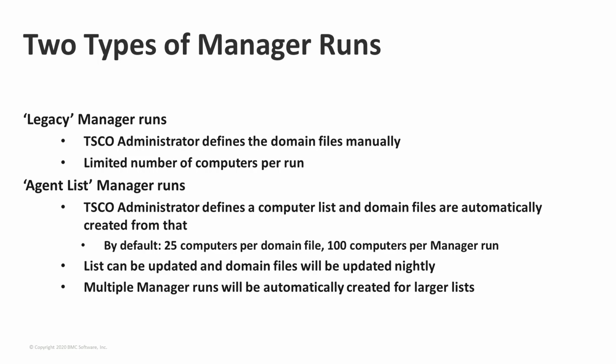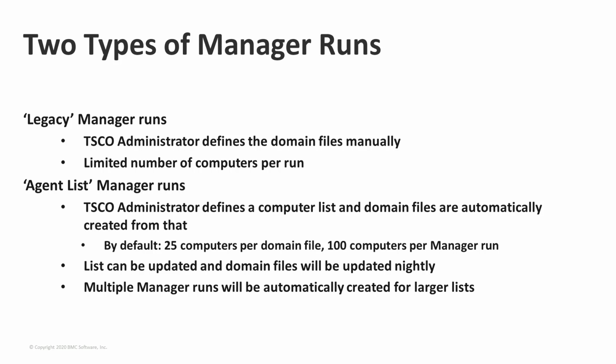There are two different types of manager runs that can be defined via the gateway manager. The best practice agent list-based manager configuration and the older legacy manager run configuration. In the legacy manager run configuration, the TSCO administrator needs to manually create each domain file with a specific list of computers in each one. Those defined domain files will then be associated with the desired manager run, and the TSCO administrator will need to create multiple manager runs associated with different domain files if there are lots of computers that need to be defined for data collection.